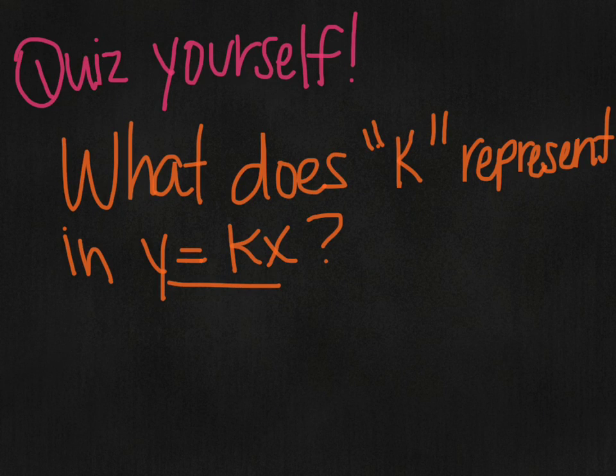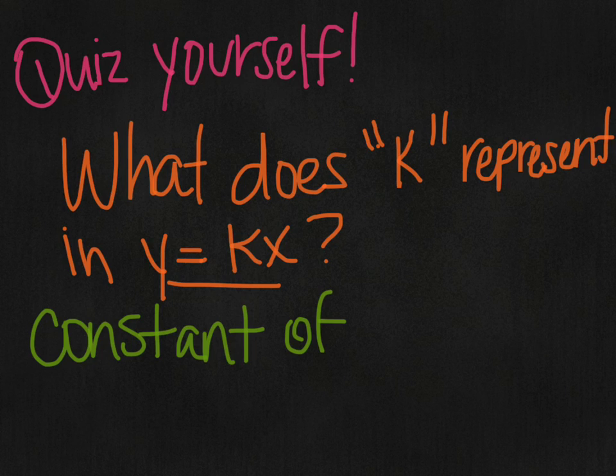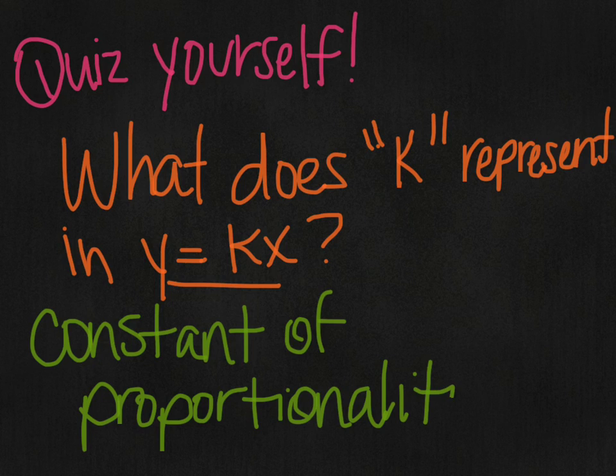Take a second and quiz yourself. What does the k represent in y equals kx? Think about it for a second. What does the k represent? If you said the k represents the constant of proportionality, you are correct. The k represents the constant of proportionality.